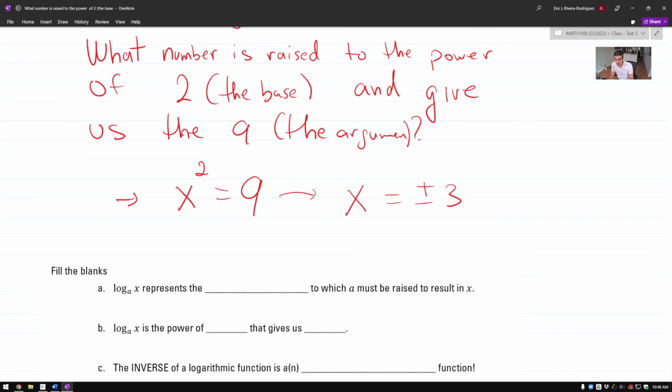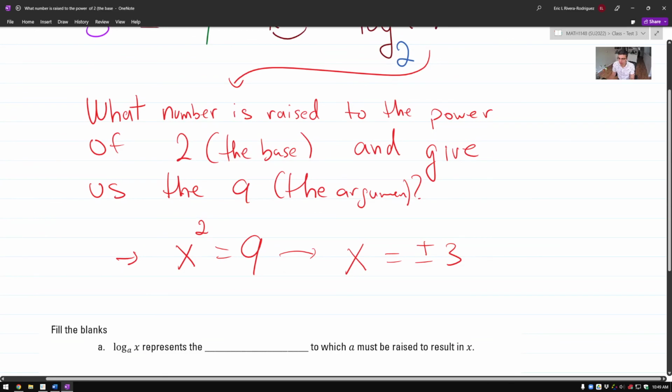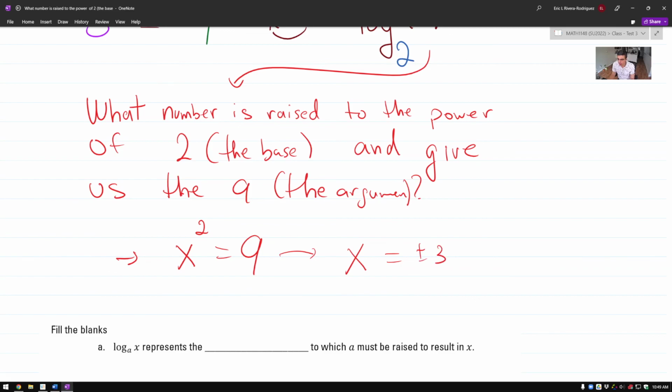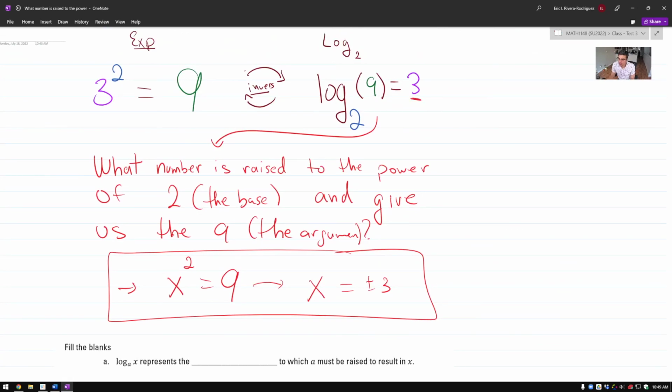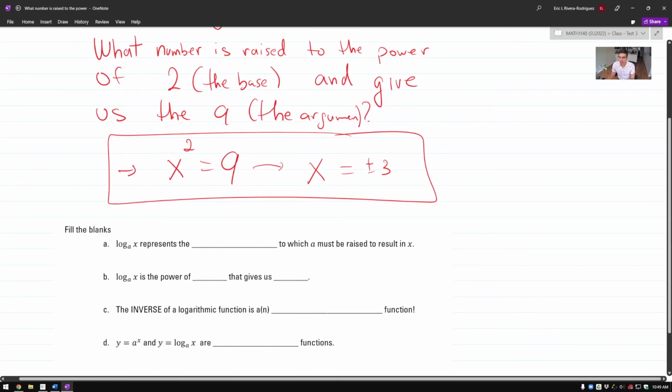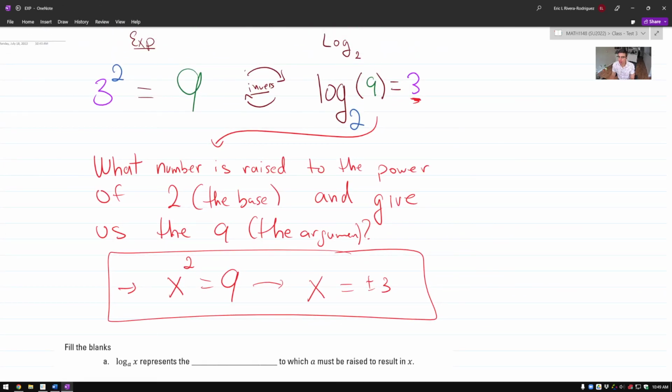And that's correct. Careful when we are working with logarithmic functions, there's a restriction, but we are not going to talk about the restriction yet. I just want you to think of the question. This is going to be important. The answer to that question is 3, just positive 3. And how do we know that it's positive 3? Well, if we look at the inverse, 3 raised to the power of 2 gives us 9.